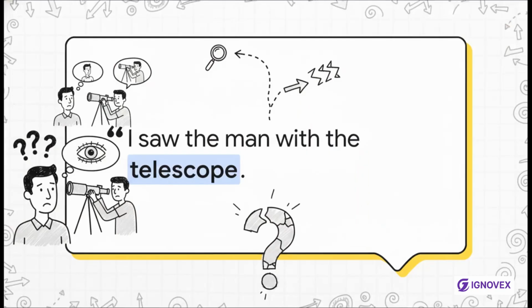But this is where things can get a little tricky. Let's take a sentence like this one. It's grammatically perfect, the syntax is fine, the words are all common, but it's got a hidden problem. It is a perfect example of what we call semantic ambiguity.